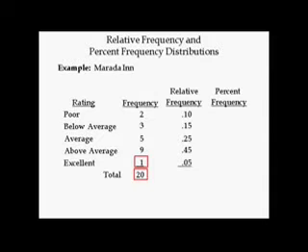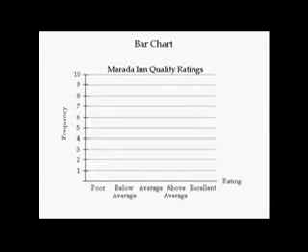The relative frequency distribution is a tabular summary of a set of data showing the relative frequency for each class. The sum of relative frequencies equals 1. Percent frequencies are found by multiplying relative frequencies by 100, and they sum up to 100. Bar charts can use frequencies, relative frequencies, or percent frequencies.